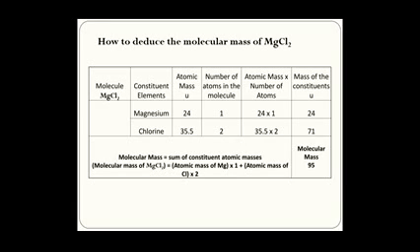Chlorine, atomic mass 35.5. Number of atoms in the molecule. How many atoms are there here? 2. How? MgCl2. So, 2 atoms are there. Atomic mass into number of atoms, 35.5 into 2, 71. Now, we will add 24 plus 71. So, we will get the molecular mass 95. Mass of the constituents.